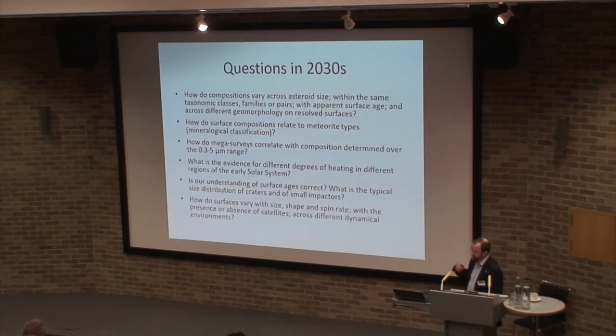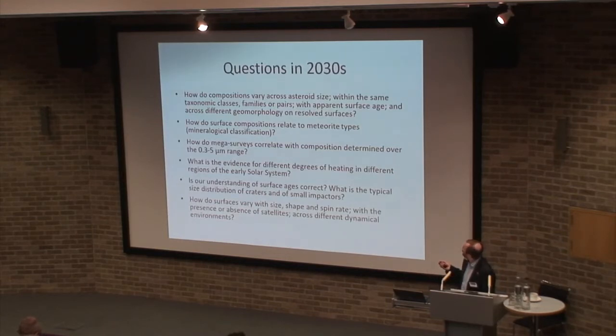So, thinking ahead a bit to the 2030s, because if you talk about M-class missions or bigger missions for ESA, you have to think a long way ahead. What do we want to know at that point? Well, we'll want to know how these compositions vary, not just across the asteroid belt, but across different sorts of asteroids, with different asteroid sizes, within different taxonomic classes, within different orbital classes.